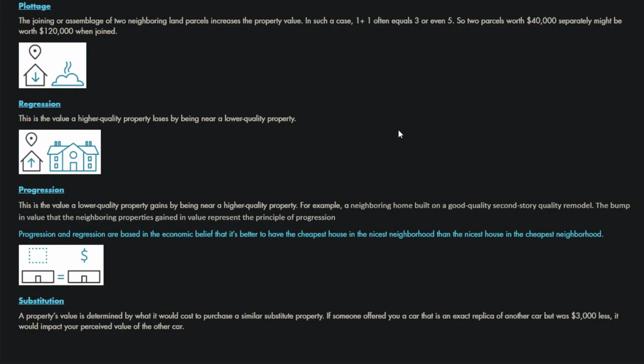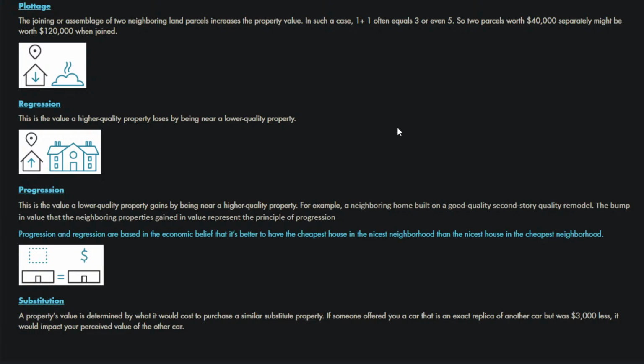Regression. This is the value a higher quality property loses by being near a lower quality property. Progression. This is the value a lower quality property gains by being near a higher quality property.